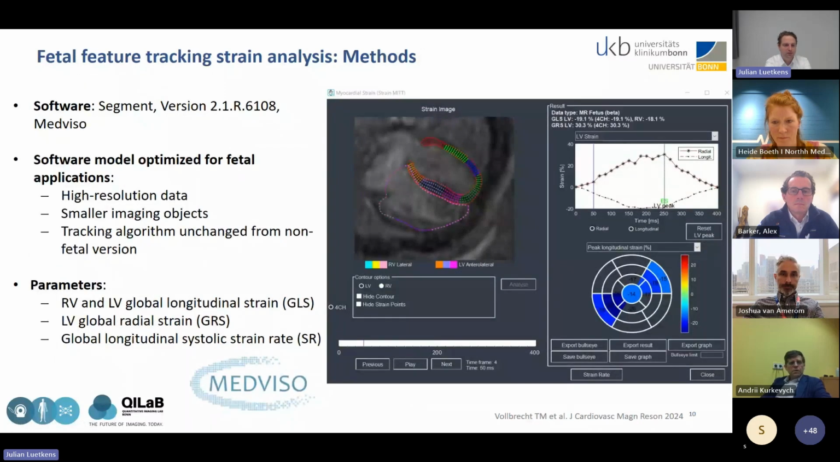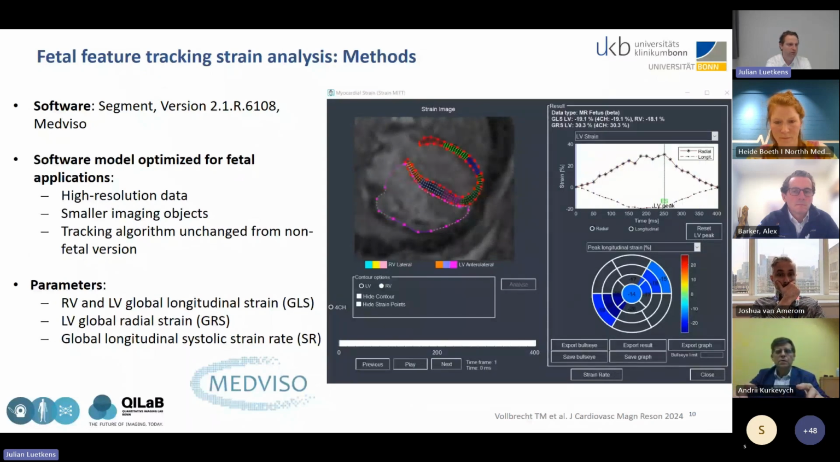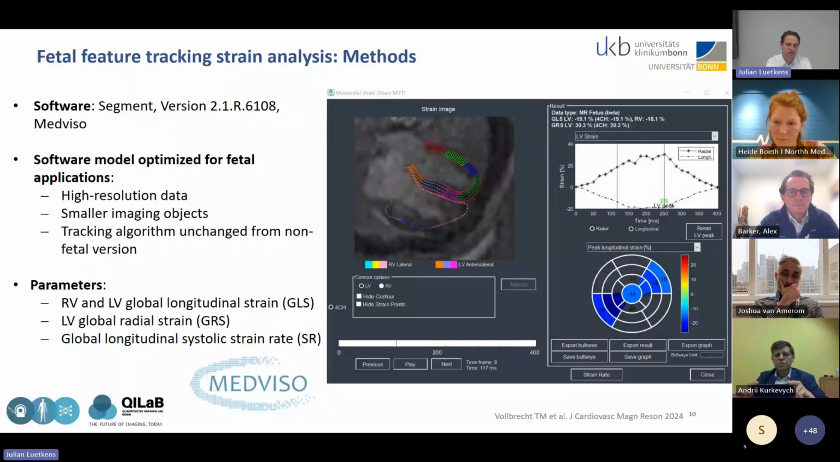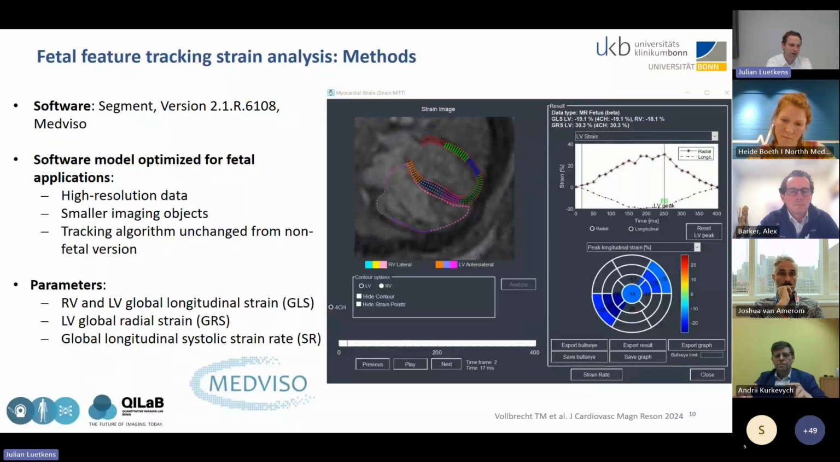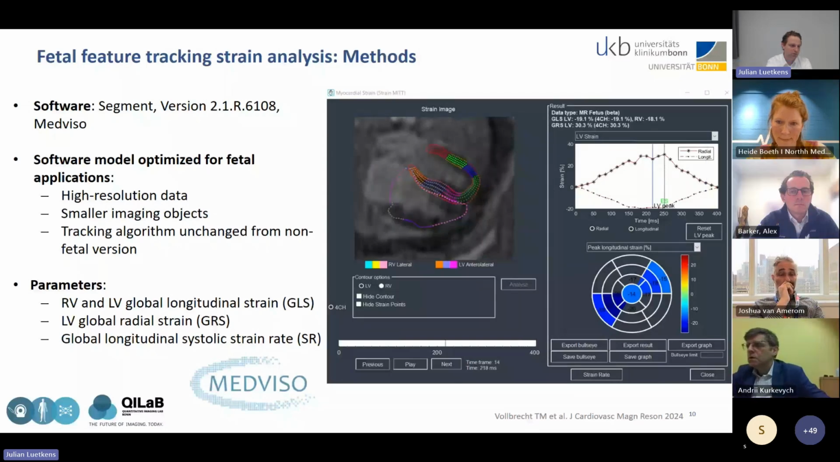What kind of software did we use in our study? We did not use the Circle software, but the software from Segment. This software model was optimized for fetal application, so that we can use high-resolution data within the software, and you are also able to track smaller objects. However, the tracking algorithm remained unchanged from the non-fetal version, which you can also buy.